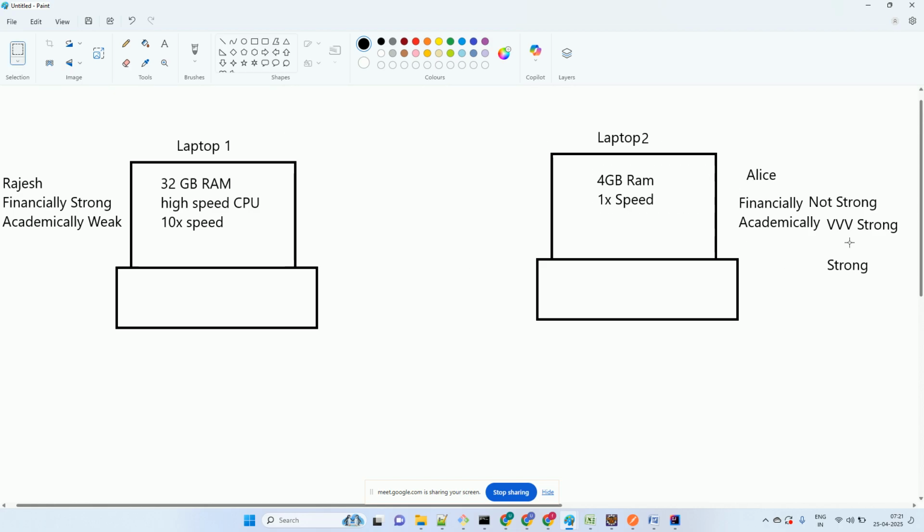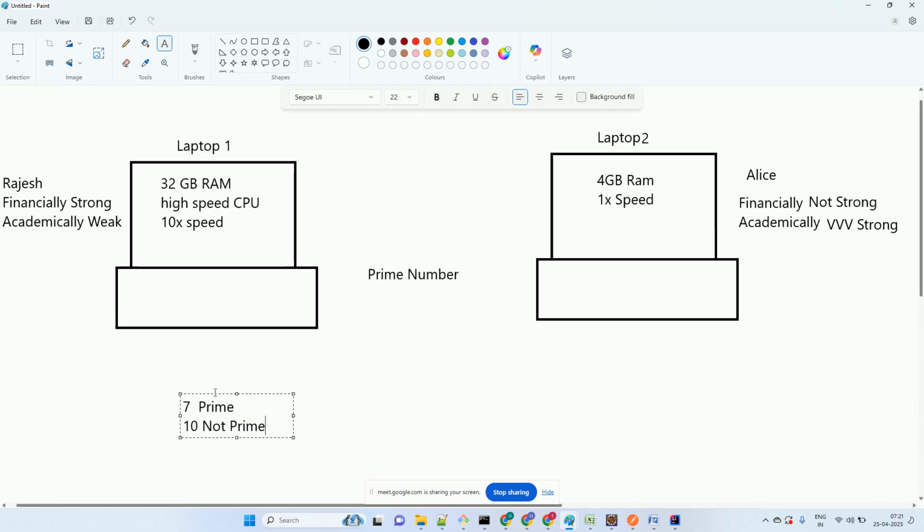So naturally, Rajesh's laptop will execute with higher processing speed. So if I ask both of them to write a code to check whether a number is a prime number or not, they both write a code and they both get the correct output. Let's say Rajesh copy pasted from some site. If I enter 7, it says it's a prime number, and if I enter 10, it says not prime number. Output they both are getting.